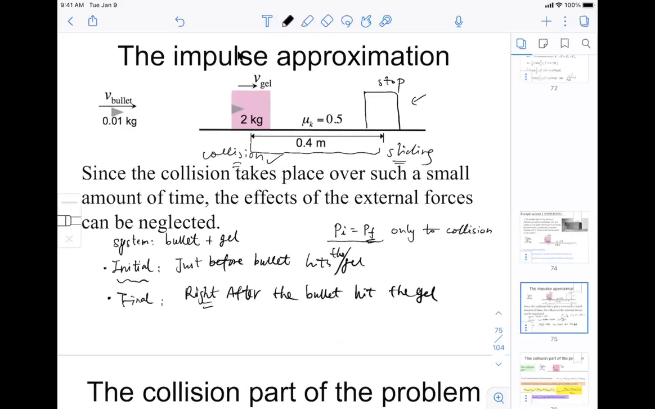So Pi, initial, would be the momentum of the bullet initially. The bullet has some initial momentum, and the gel has some initial momentum. And the bullet and the gel together have some final momentum. They're together, right? The gel is stopped at the beginning, so there's no initial momentum from the gel. So it's really just the momentum from the bullet, right?